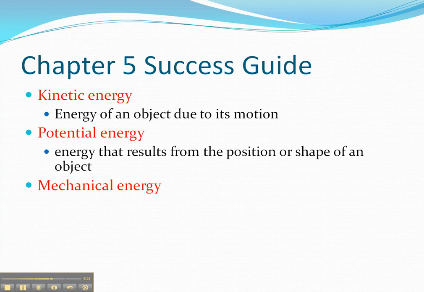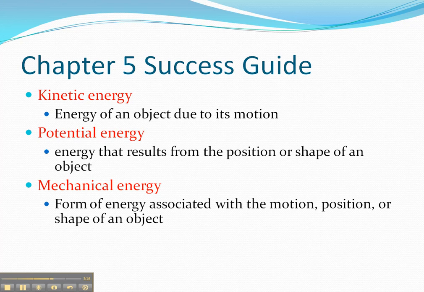Mechanical energy is referring to the form of energy associated with the motion, position, or shape of an object. Basically, it is the addition of kinetic energy and potential energy. They're added together. So if you take a look at the guy shooting the bow and arrow, the total energy of him pulling back on the arrow, and the tension within the strings, which would be your elastic potential energy, is the mechanical energy.